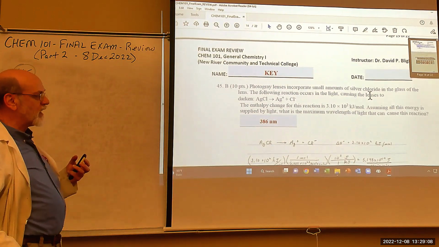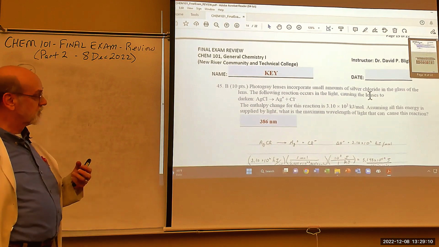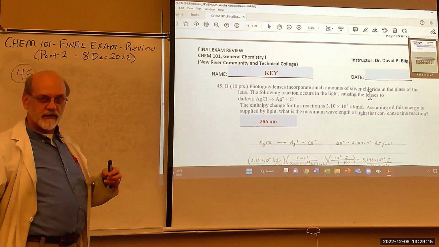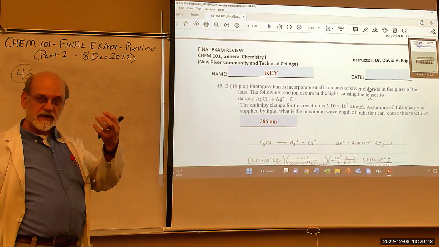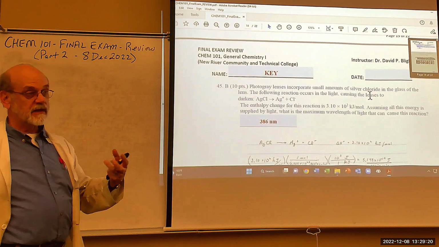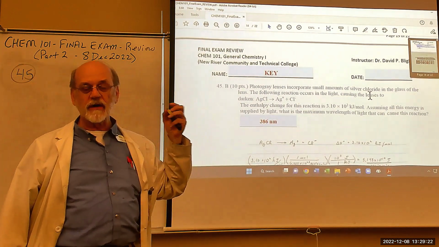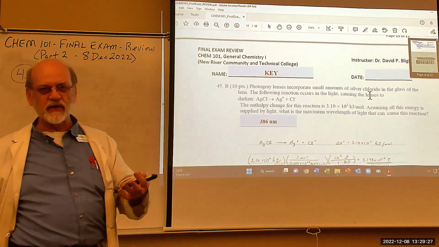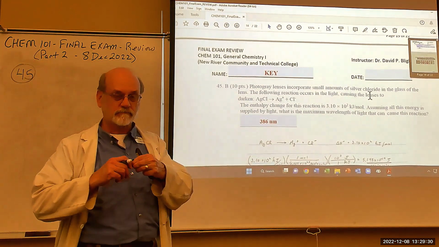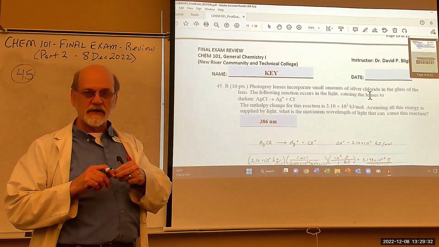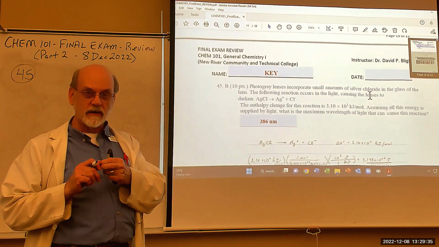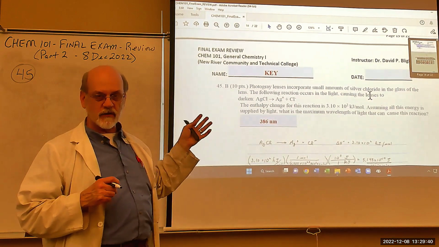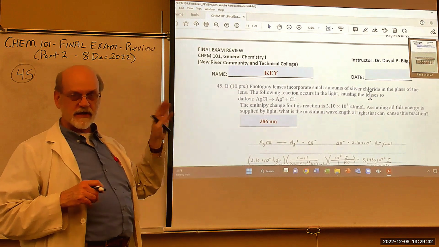They incorporate small amounts of silver chloride in the glass of the lens. And the following reaction occurs in light, causing the lens to become dark. So that silver chloride then is responsive to the light. In fact, this is the same reaction that you get from old film, right? We don't use film much anymore, but it used to be. The technology for film photographs was based upon this transition of silver chloride to silver and chlorine separate ions.